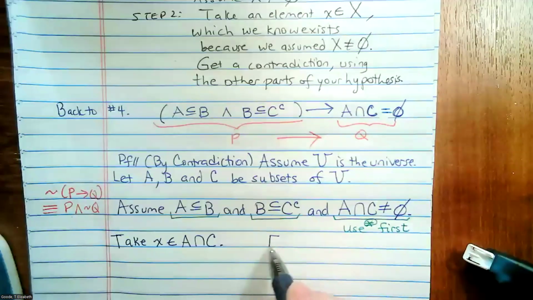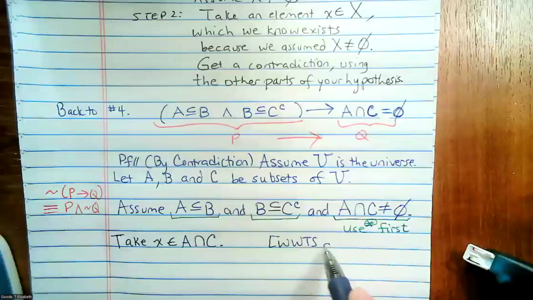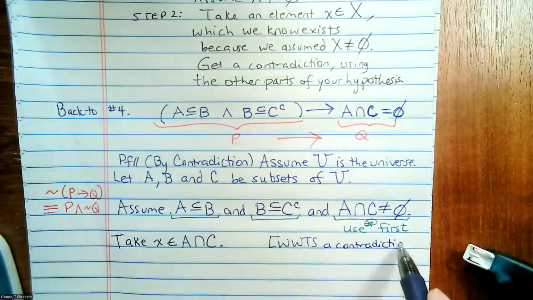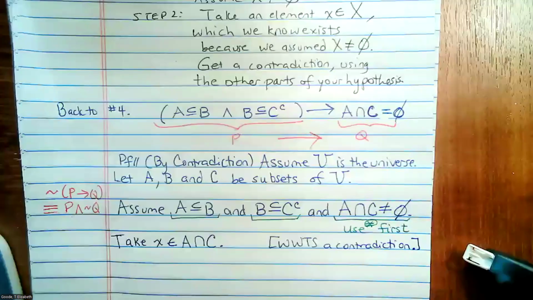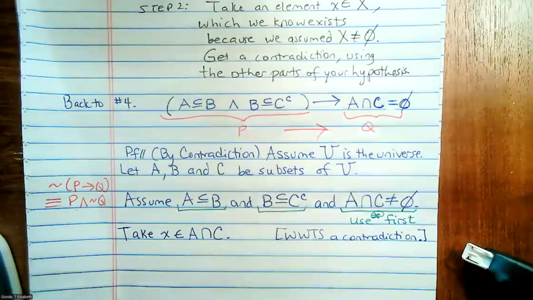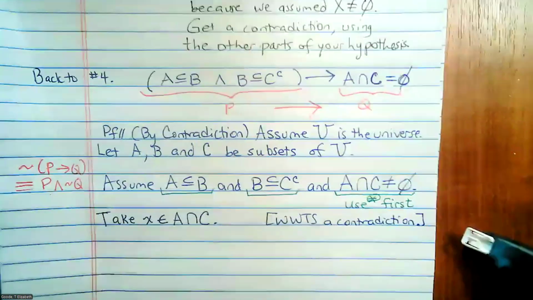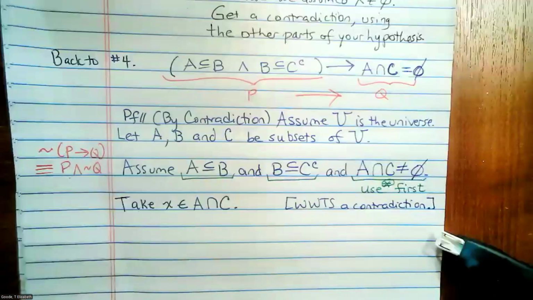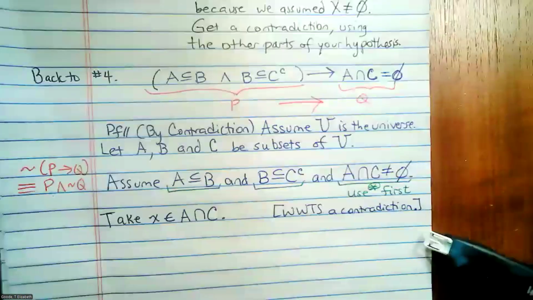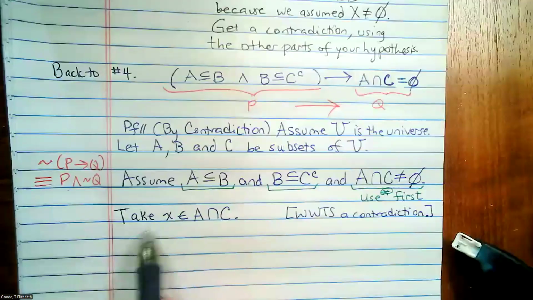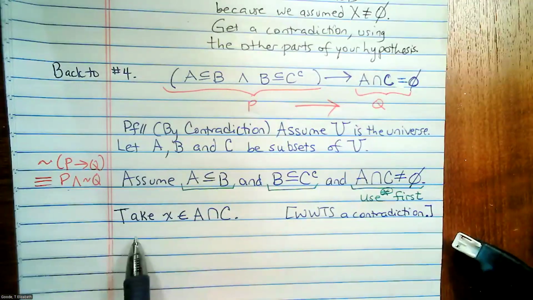What do we wish? We wish to show a contradiction happens, right? That's always the wish when we're proving by contradiction. It kind of makes at least that part of it a little bit easy. All right, now let's break down what that means.